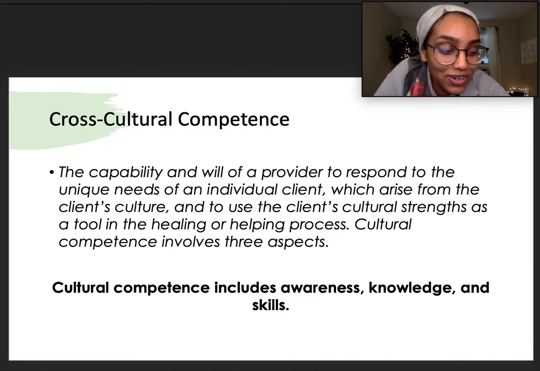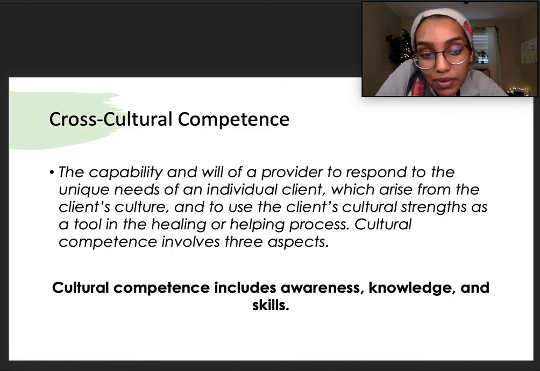And this is what we want to be able to develop, right? And what do we mean when we say cross-cultural competence? This is the capability and the will of a provider to respond to the unique needs of an individual client, which arise from the client's culture, and to use that client's cultural strength as a tool in the healing and helping process. Cultural competence involves 3 aspects. Those 3 aspects are awareness, knowledge, and skill.